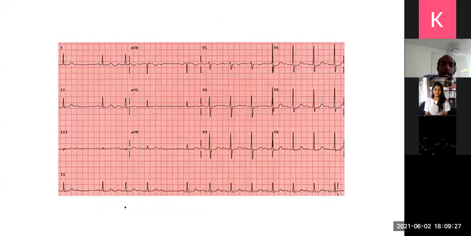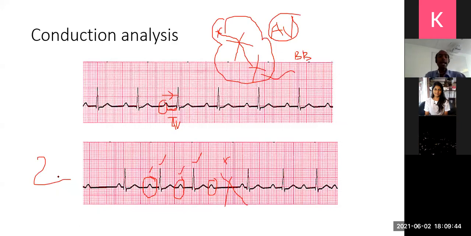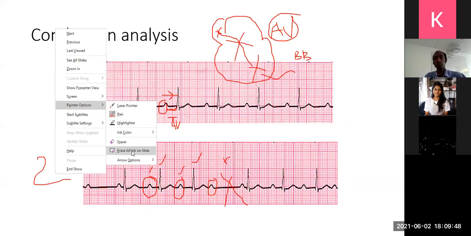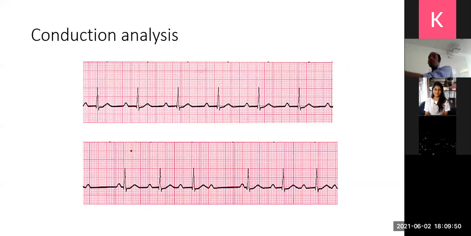Some P waves go, some P waves don't go. Second degree block. That is the headline definition of a second degree block. Some P waves go, some P waves don't go. You can clearly see that.